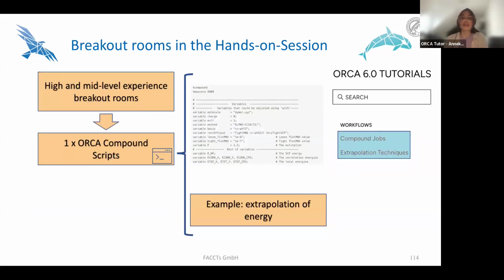Then we have also one other important mid and high-level experience room, which is explaining to you how to use ORCA compound scripts, which is probably a method that is still unfortunately a little bit underused in ORCA, where you're going to learn how to use scripts to create your own workflows using ORCA.